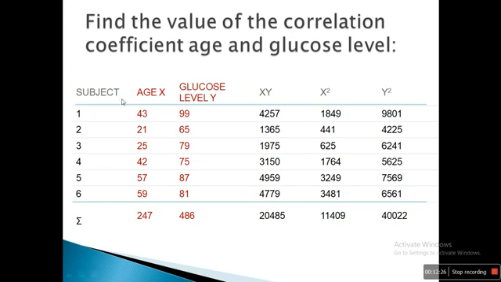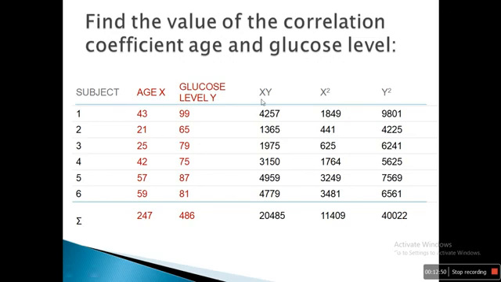So two variables are age and glucose level, and we are trying to find out what is the glucose level of a person at a particular age, or does the glucose level increase with age or decrease, or whatever is the relationship. We want to find out whether there is any relationship between glucose level and age. That is our question. So we have started.